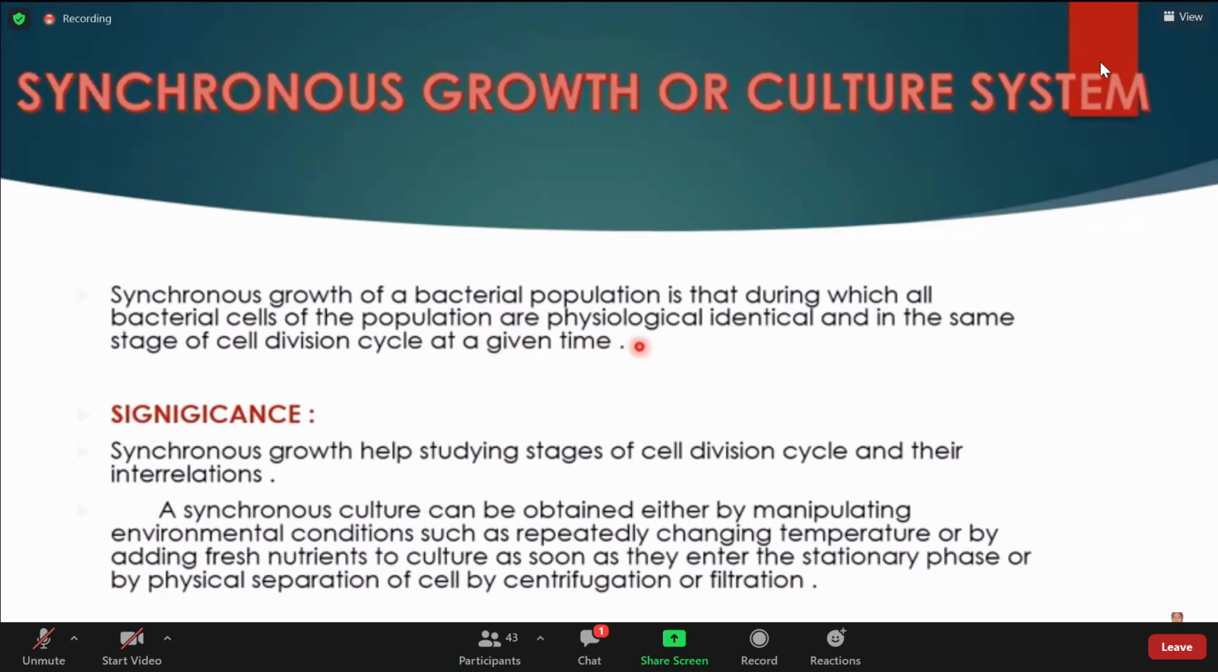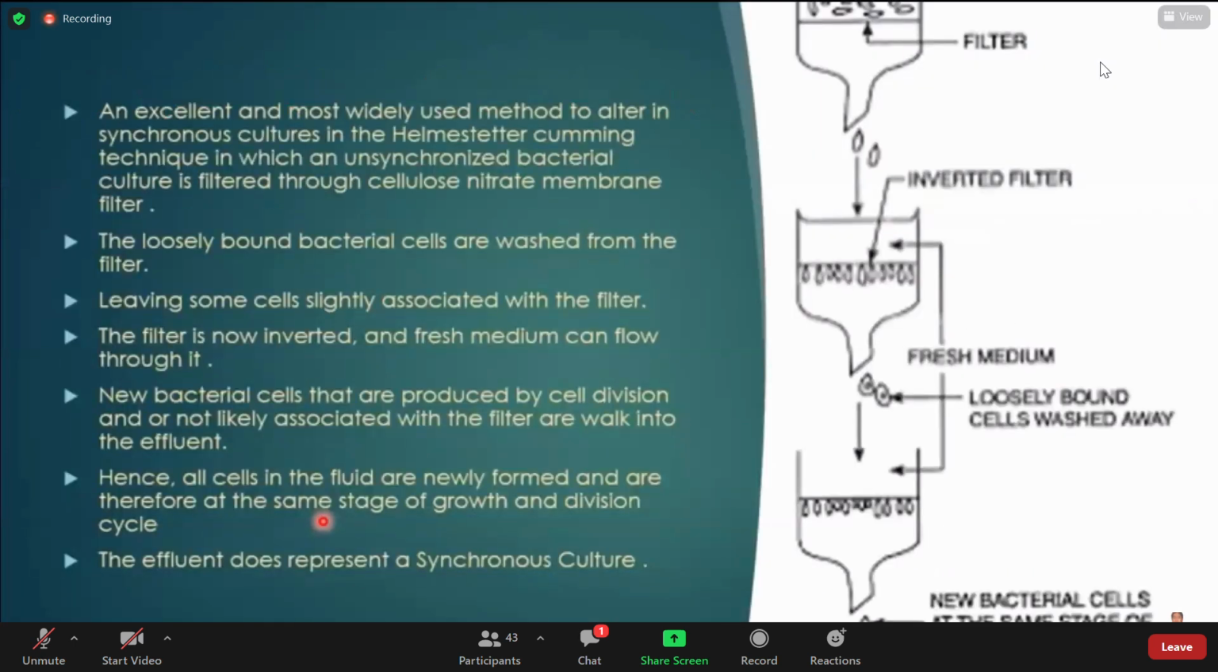At a given time, all the bacterial cells are going to be physiologically identical and in the same stage of cell division. As I told, we can get this synchronous culture by manipulating environmental conditions, like changing the temperature, or by adding fresh nutrients and not allowing them to get into the stationary phase, or by physical separation, or by centrifugation or by filtration. So these are all the different environmental conditions. If you are manipulating them, we may get this synchronous culture or growth of bacteria.